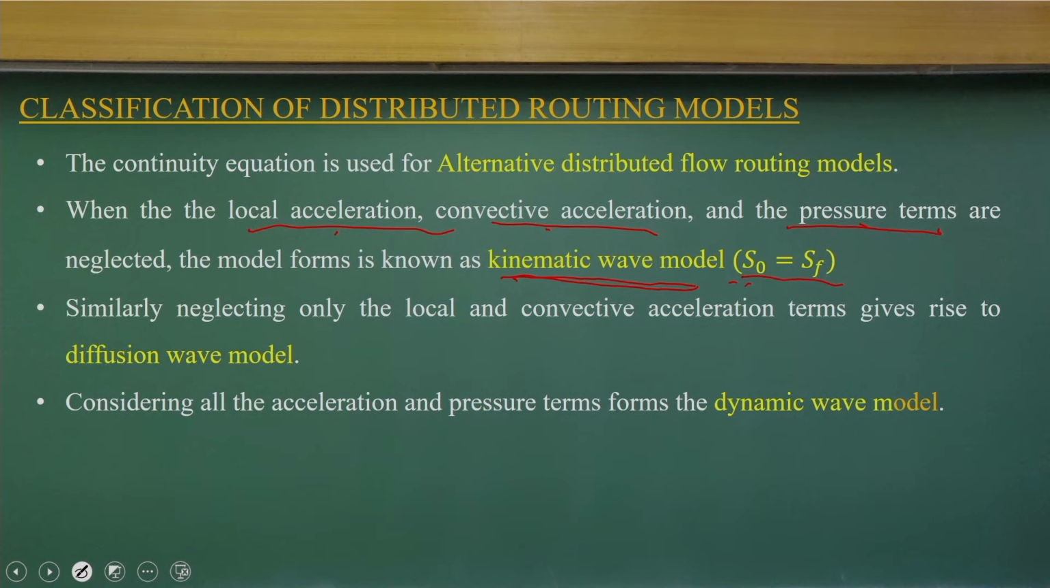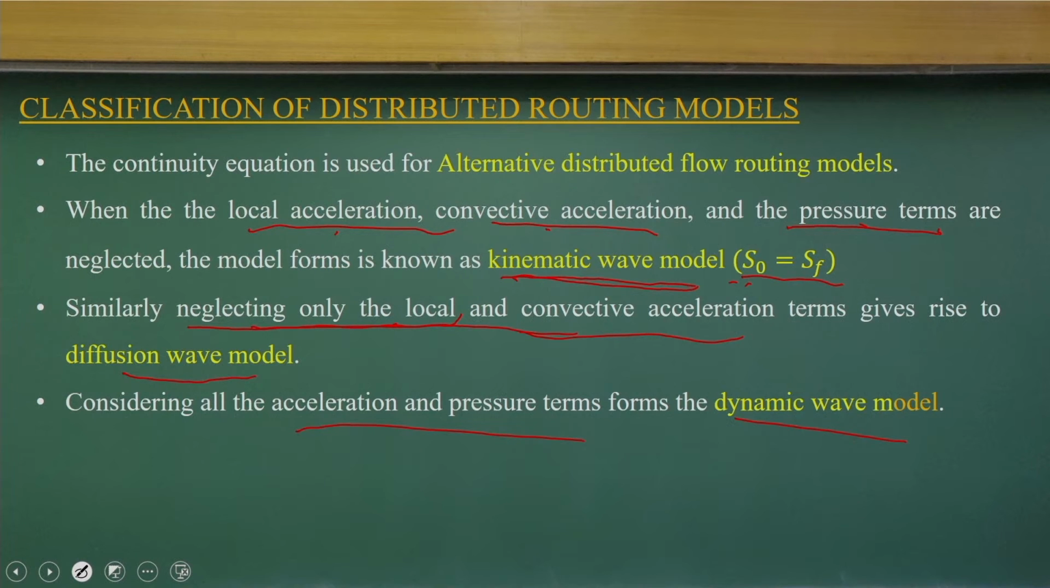But there are cases where we can neglect only the local and convective accelerations, not the pressure terms. If you neglect only the local and convective accelerations, then you call it the diffusion wave model, and if you consider all the terms, then we call it the dynamic wave model. So we have now classified three different approximations.